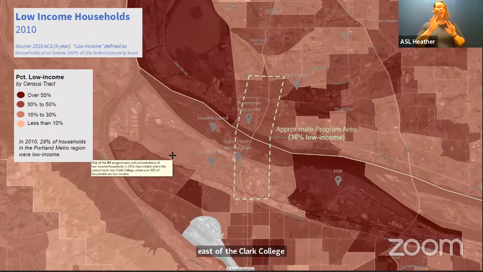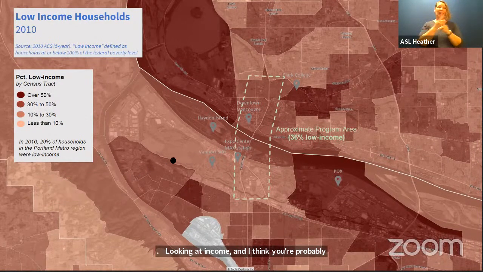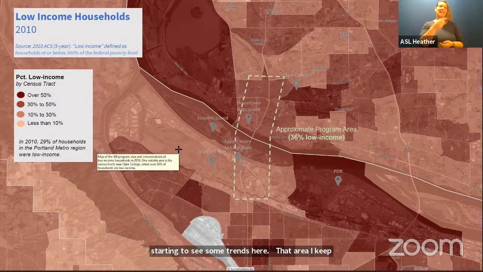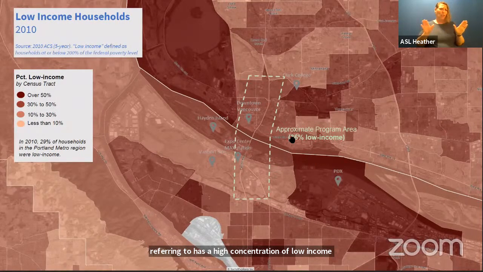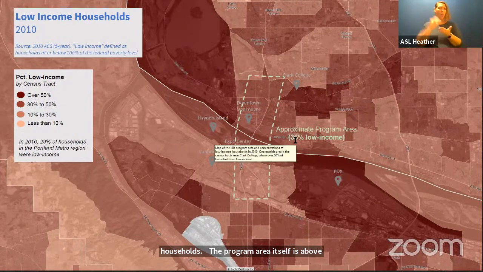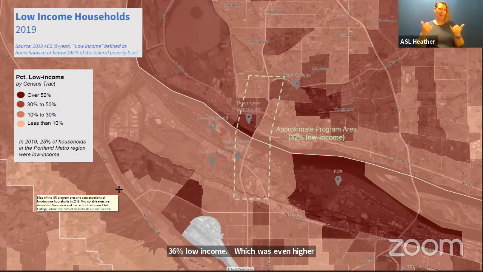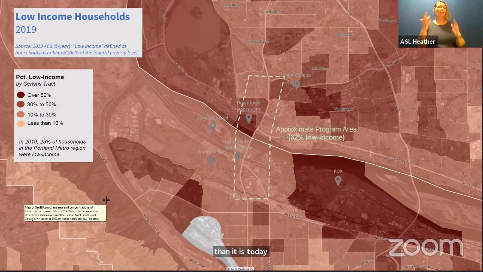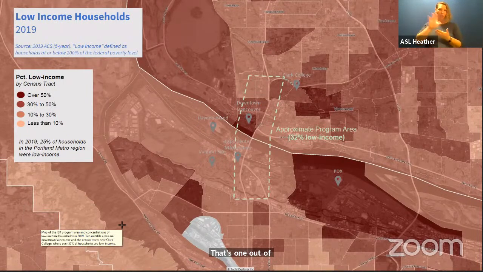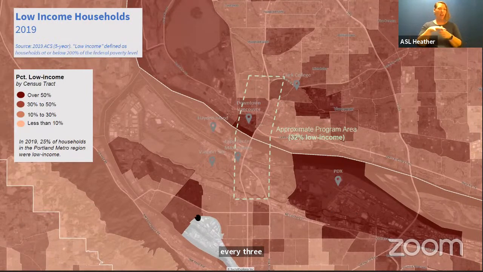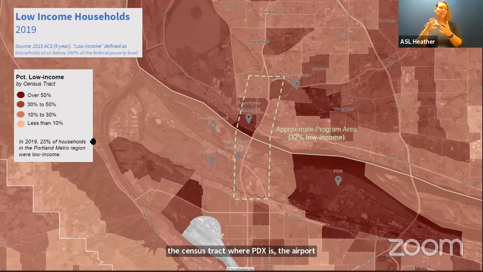Looking at income, and I think you're probably, hopefully starting to see some trends here, because that area that I keep referring to has a high concentration of low-income households. But also the program area itself is above average. In 2010, it was 36% low income, which was even higher than it is today. But it's still 32%. So that's 1 out of every 3 households. And we see a concentration in downtown Vancouver. We see that same concentration east of Clark College, and then outside the program area on the Oregon side, the census tract where PDX is, the airport, is also a high concentration of low-income households.